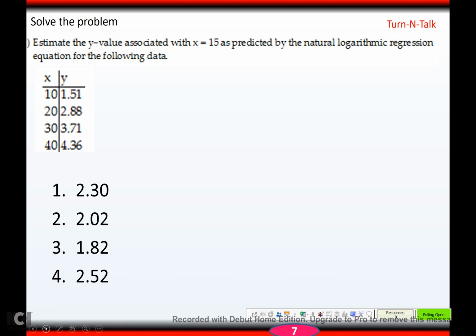So, do this one. Again, you're going to go to stat, plug in your data, and find a natural logarithmic regression. Okay, so hit pause, come back when you're ready, and let's see if I screwed this one up.